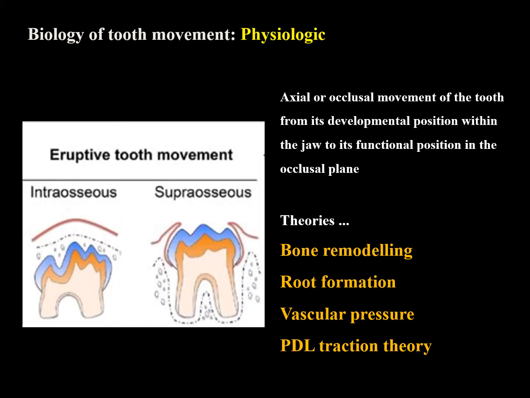So the next stage is the eruptive tooth movement. This is again divided into intraosseous and supraosseous. It is the axial or the occlusal movement of the tooth from its developmental position within the jaw to its functional position in the occlusal plane. So that is what is known as eruptive tooth movement. There are different theories for this tooth movement. It could be through bone remodeling, formation of root, vascular pressure theory, and also periodontal ligament traction theory.